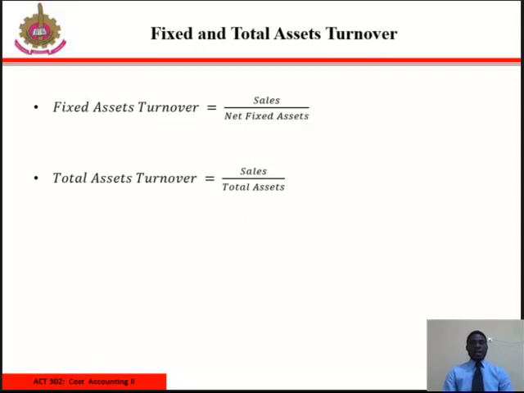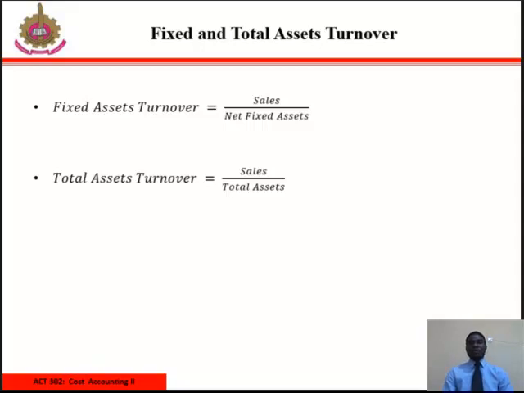Now, fixed and total assets turnover. The fixed assets turnover ratio measures how productively the firm is managing its fixed assets to generate sales. This ratio is calculated by dividing sales by net fixed assets. When comparing fixed assets turnover ratios of different firms, it is important to keep in mind that the value for net fixed assets reported on the firm's balance sheet is book value, which can be very different from market value.